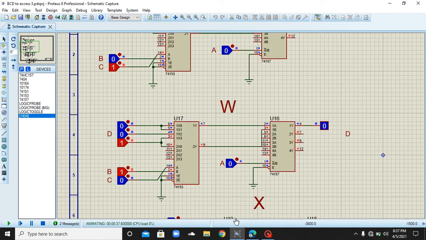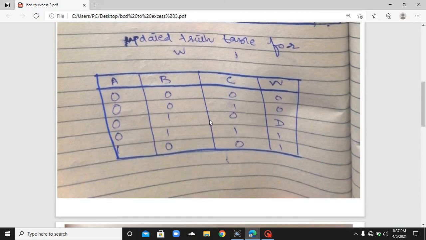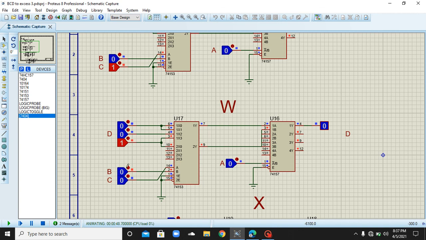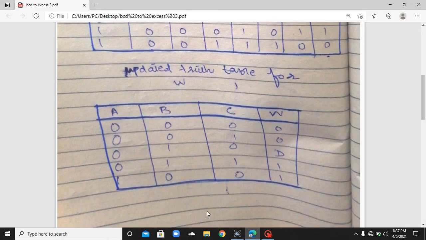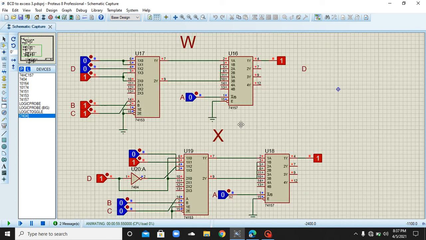Then we have the W circuit. In this you can see that the truth table is made, and if all these are at 0 state, the output is 0. You can see that if these are at 0 state, the output is at 0 state. And if I use 0 1 1, I will be getting a 1. Then I have the circuit for X.